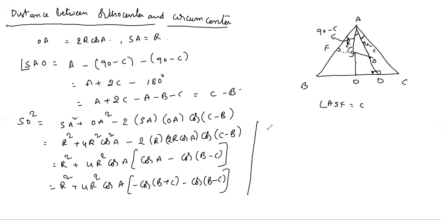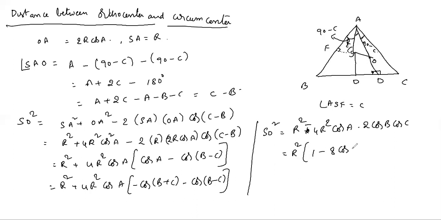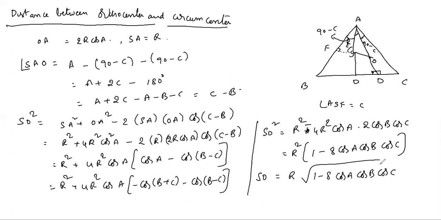So SO square equals R square plus 4R square, and taking the minus out, minus 4R square cos A times cos of B plus C plus cos of B minus C, which is 2 cos B cos C. So R square common: 1 minus 4 into 2, that is 8, cos A cos B cos C. So SO, the distance between circumcenter and orthocenter, equals R into root of 1 minus 8 cos A cos B cos C. This is the formula to find the distance between orthocenter and circumcenter.